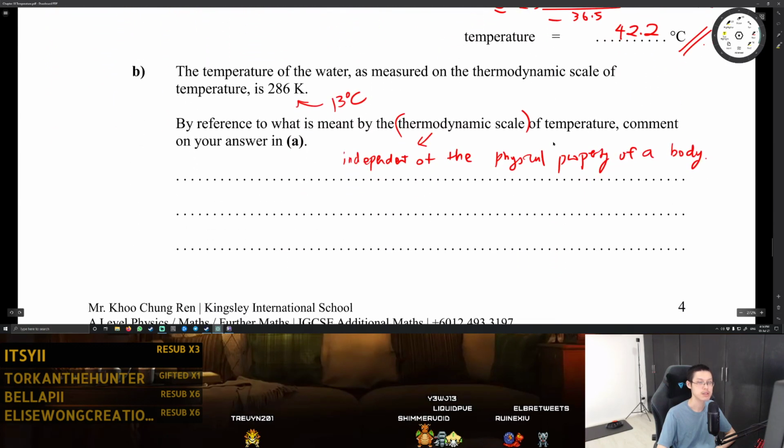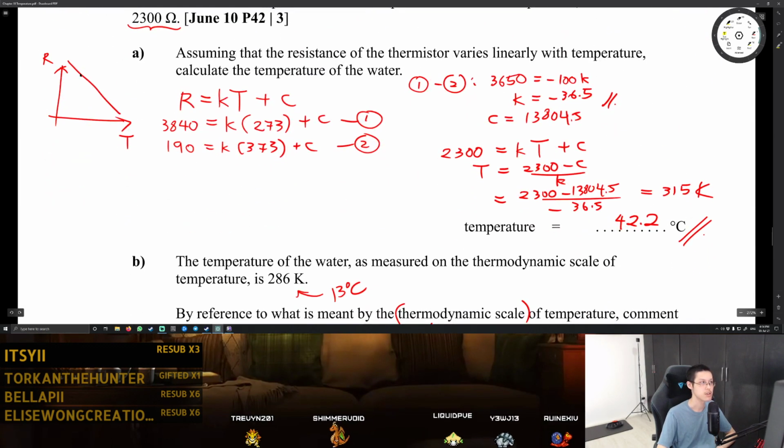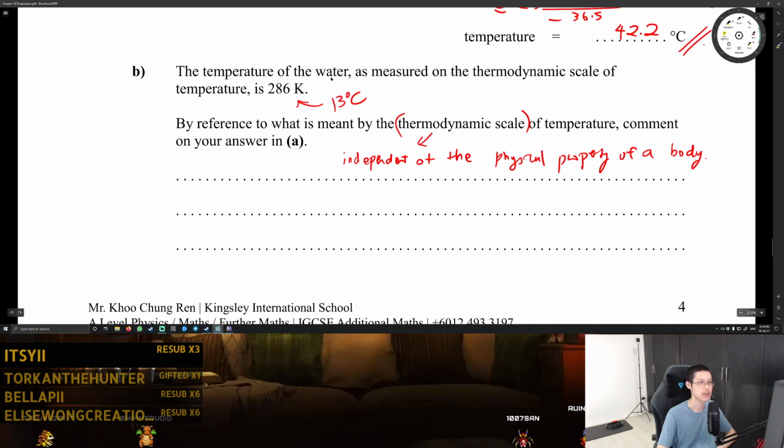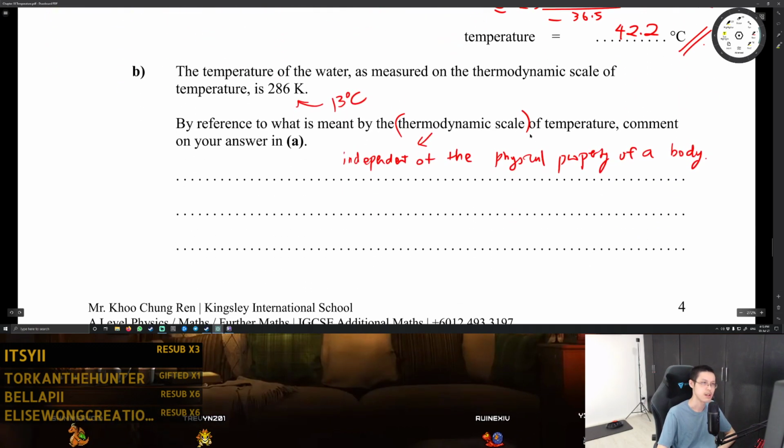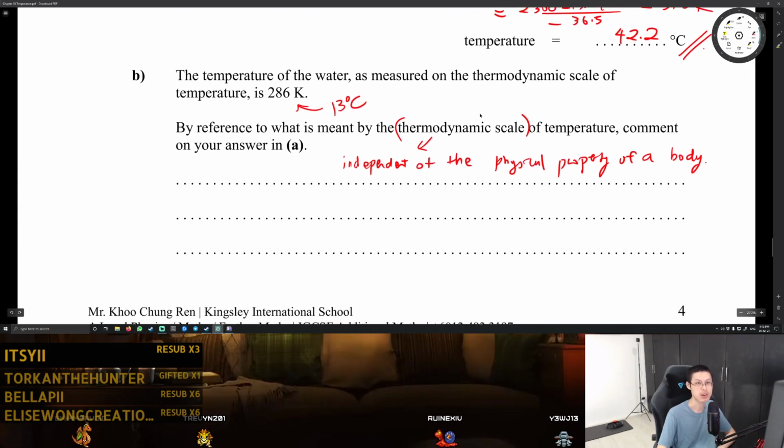So the reason there's a discrepancy is again because the thermistor is not actually linear. So this assumption is not really accurate because it's technically 1 over x. Okay, so because the calibration curve is non-linear, that's why you end up with this discrepancy. In fact, for this chapter, whenever you see them asking why there is a difference between the thermodynamic scale and the measured temperature, the answer is almost always because the scale is not linear.